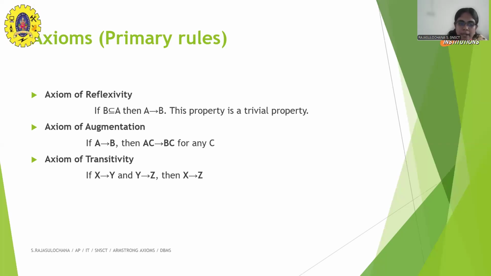Third property is axiom of transitivity. As the name indicates, when there are two functional dependencies such as X determines Y and Y determines Z, from these two functional dependencies, we can say X determines Z. This is axiom of transitivity. So example for this is if student ID determines course code and if course code determines course name. From these two functional dependencies, we can see course code is a common attribute. So we can say student ID determines the course name. So this is axiom of transitivity. These three axioms come under the primary rules of Armstrong axiom.